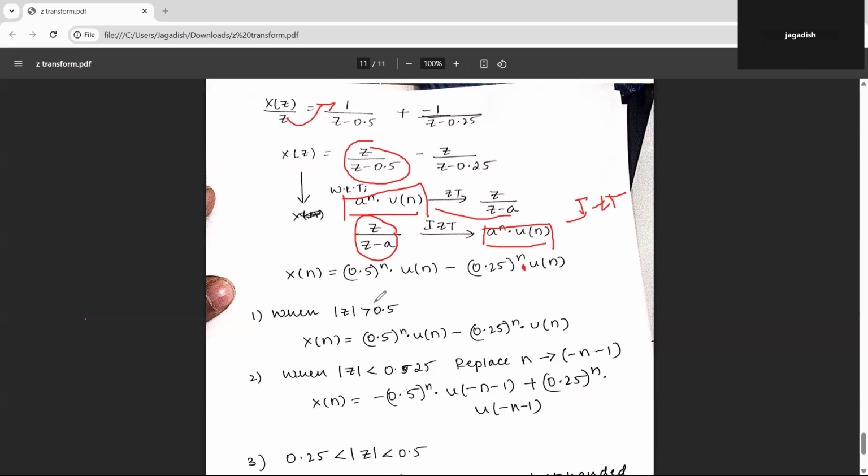Whenever the ROC is z greater than 0.5, the sequence will be a right-handed sequence. The ROC won't change; it will be outside the circle.